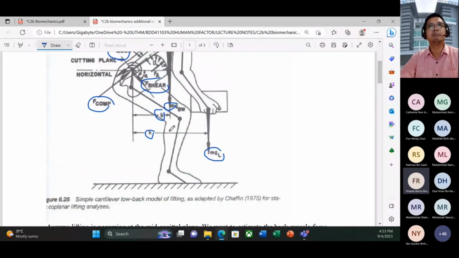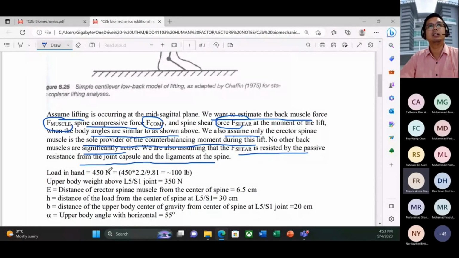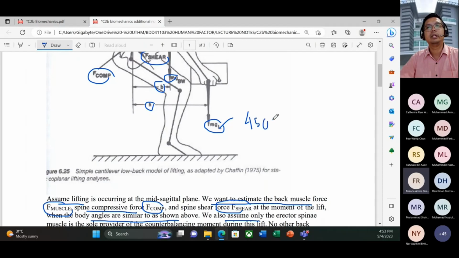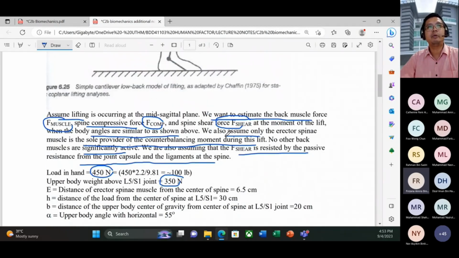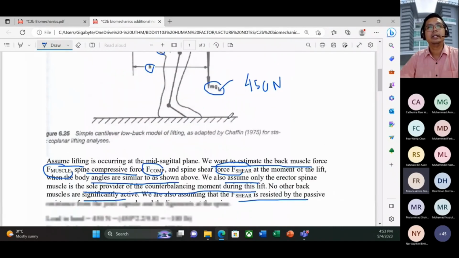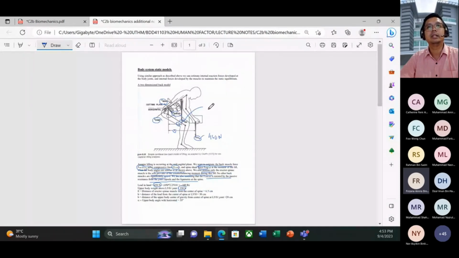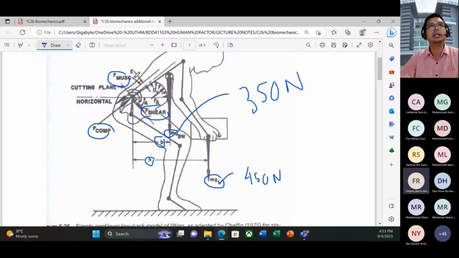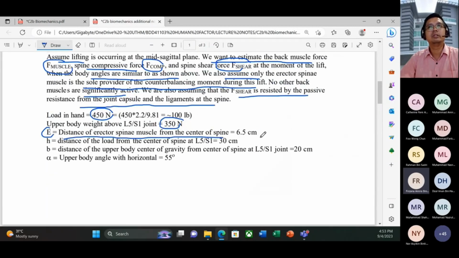So the load in the hand, for this example, is 450 Newton. Upper body weight above the L5S1 joint is 350 Newton. Then they give you E. E is the distance of the erector spinae muscle from the center of the spine. E, here, the distance between here. They give you 6.5 cm.